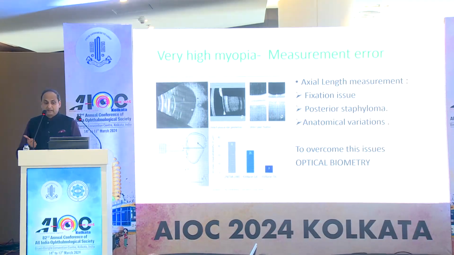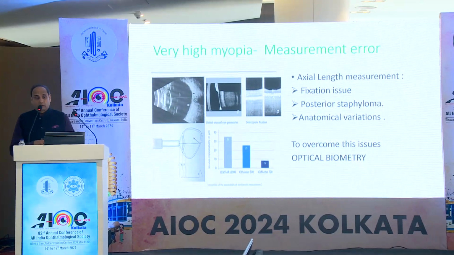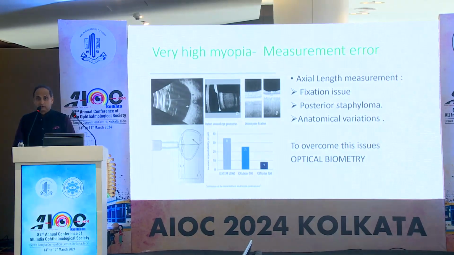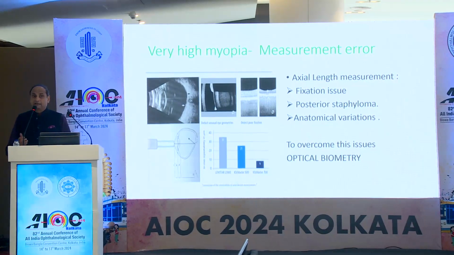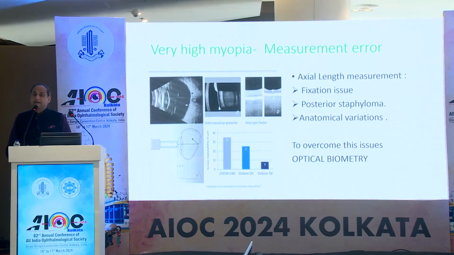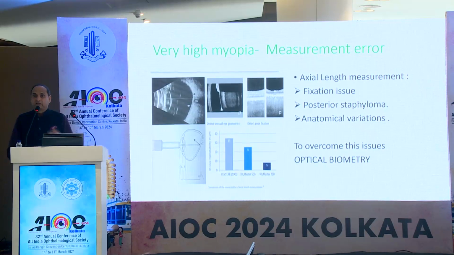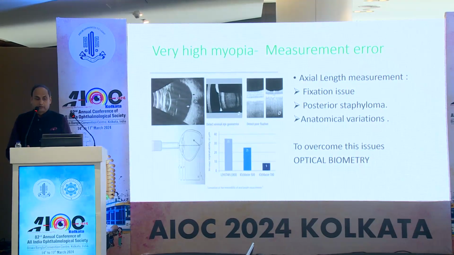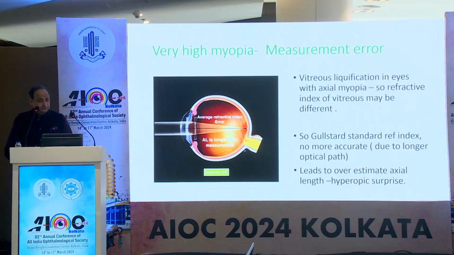The axial measurement has the following problems, like a fixation issue, especially with a posterior staphyloma, and there are so many anatomical variations that a straight beam of line with a non-optical method is also going to be a huge problem. So to overcome these issues, we have the optical biometry. Like Harshul explained to you, it measures right at the RPE level.